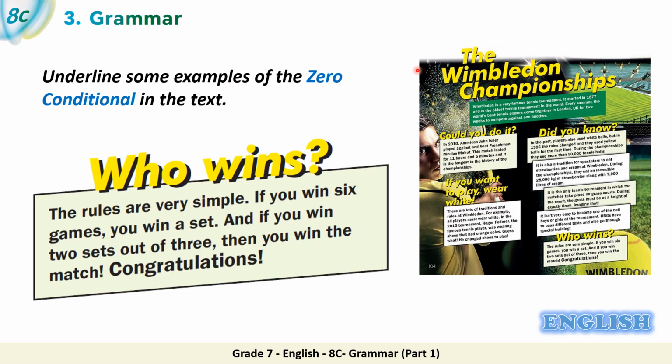Let's try to find some examples in the reading text. The Wimbledon Championships. Now let's take this paragraph for example. Who wins, which is the last paragraph. Can you find any zero conditional sentence here? Well done. If you win 6 games, you win a set. Are there any other examples here? That's correct. If you win 2 sets out of 3, then you win the match.